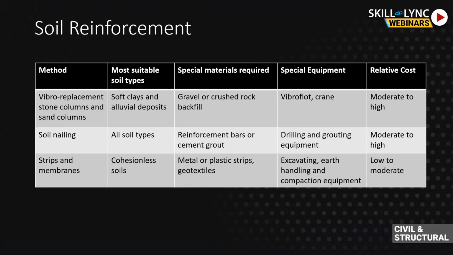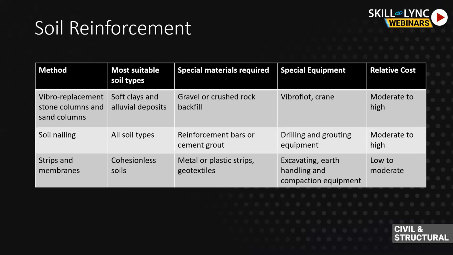And then another method is soil nailing. Soil nailing is a very effective method to prevent landslides. Many slopes have been reinforced with soil nails. The nails which are used are generally reinforcement bars or cement grout, or it can be a combination of both. Like the reinforcement bars, they can be inserted into the soil mass, and then covered with a grout, and then bolted onto the soil surface.